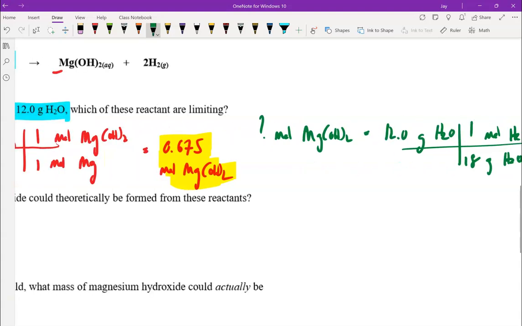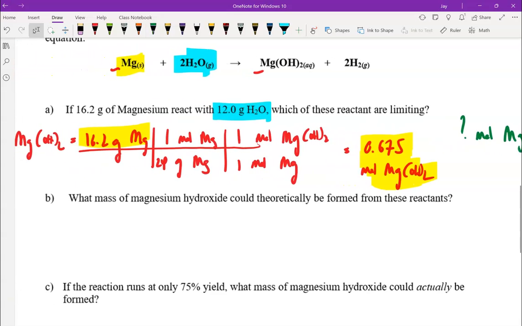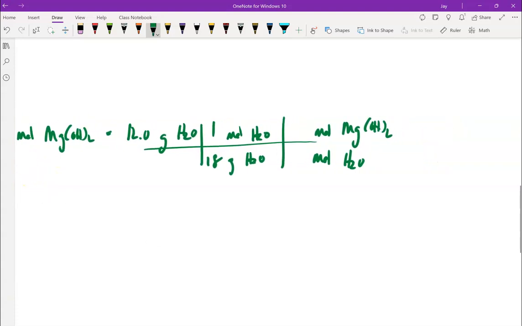Now we can go from moles of water to moles of magnesium hydroxide, and we've got a balanced equation that is telling us that the ratio of water to magnesium hydroxide is 1 to 2. That's the 1, that's the 2. 12 divided by 18 times 1 divided by 2. Sorry, I did that wrong. 12 divided by 18 times 1 divided by 2. Would you look at that? 0.33 moles.